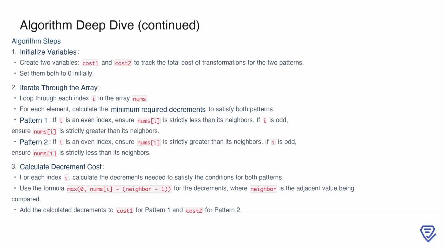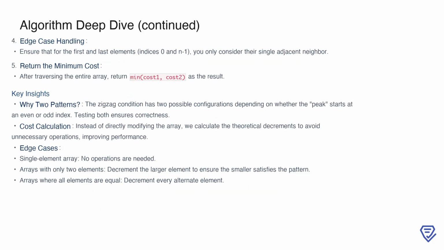For each index, we calculate the decrements required using the formula max(0, nums[i] - neighbor + 1), where the neighbor is the adjacent value being compared. These decrements are added to cost1 for pattern 1 and cost2 for pattern 2. When handling edge cases, it's important to account for the first and last elements of the array, as they each have only one adjacent neighbor.